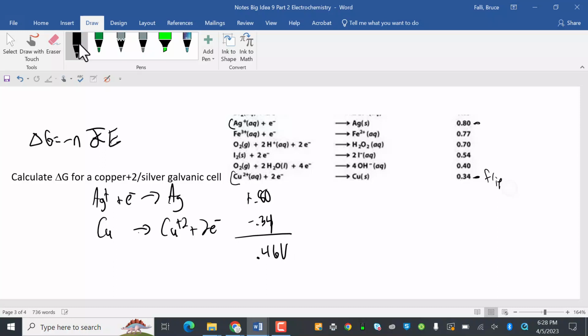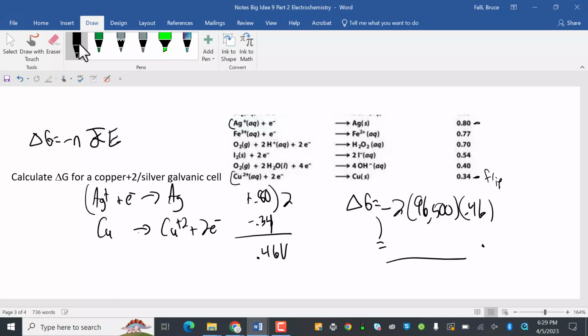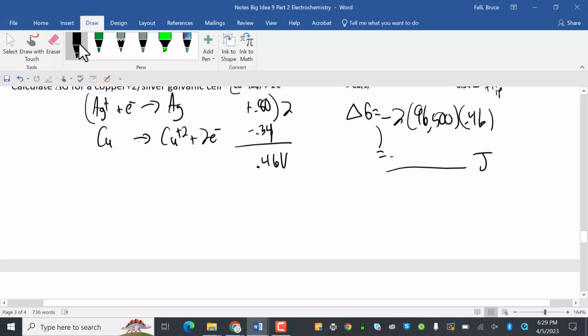Okay, so delta G equals negative, times 2, right? So that way I have 2 electrons going through it. So delta G equals negative 2 times Faraday, 96,500, times E, 0.46. Put that in my calculator, and there's my answer in joules. And it will be negative. Delta G will be negative because the reaction is spontaneous.